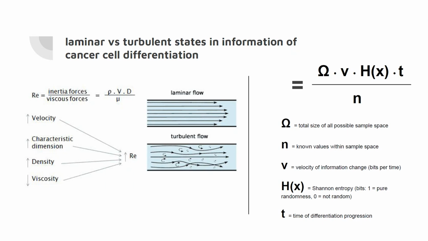So the known values, V is how many bits of information change per given unit of time. H of X being your Shannon entropy, and time being the total progression. And then as this number increases, we have a more turbulent data set where it's harder to make predictions. So we want this to be as low as possible, which in theory would be at diagnosis.